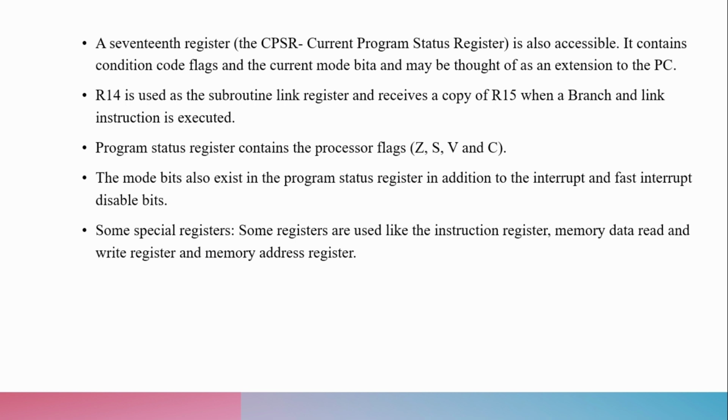R14 is used as the subroutine link register and receives a copy of R15 when a branch and link instruction is executed. Program status register contains the processor flags Z, N, V, and C. The mode bits also exist in the program status register in addition to the interrupt and fast interrupt disable bits. Some registers are used like the instruction register, memory data read and write register, and memory address register.